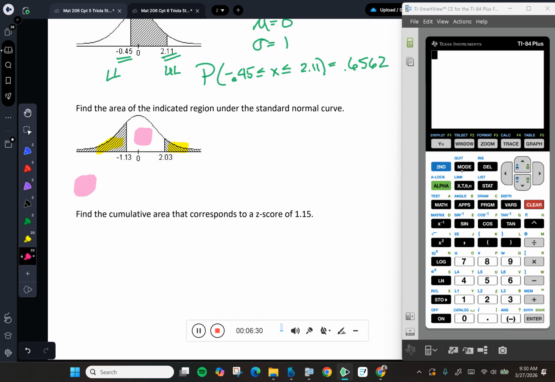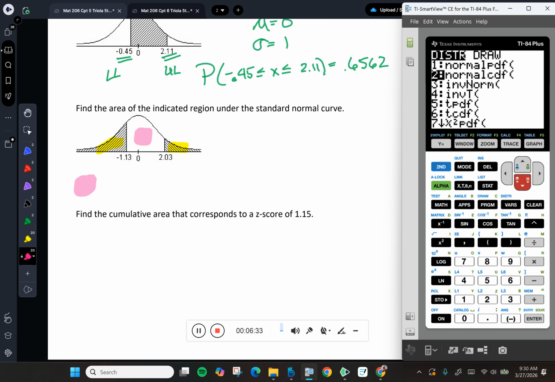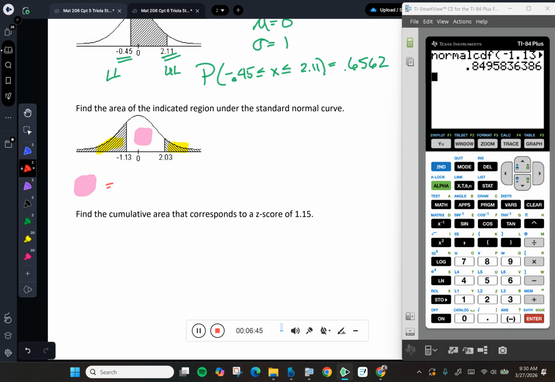And I'm going to find the area of that pink piece, which has a lower of negative 1.13 and an upper of 2.03 at 0.8496. And then I'm going to take 1 minus that 0.8496 and get that our actual area of our two regions is, so 1 minus 0.8496 is 0.1504. Right? So the area of those two tails, that left tail and that right tail, is 0.1504.